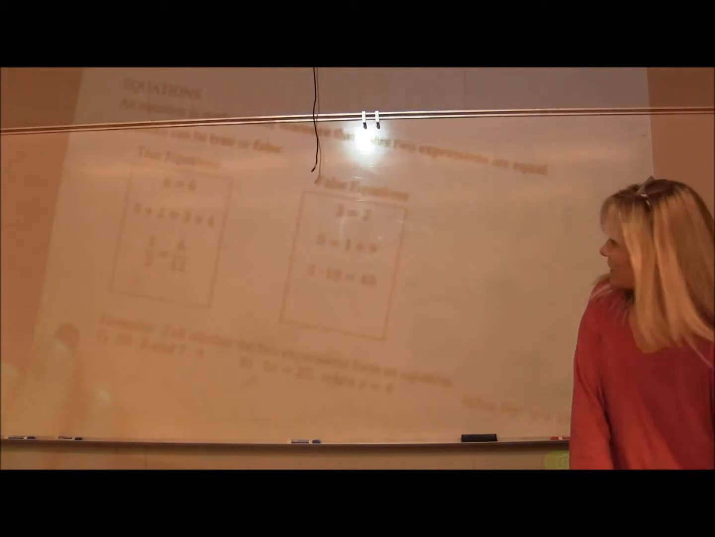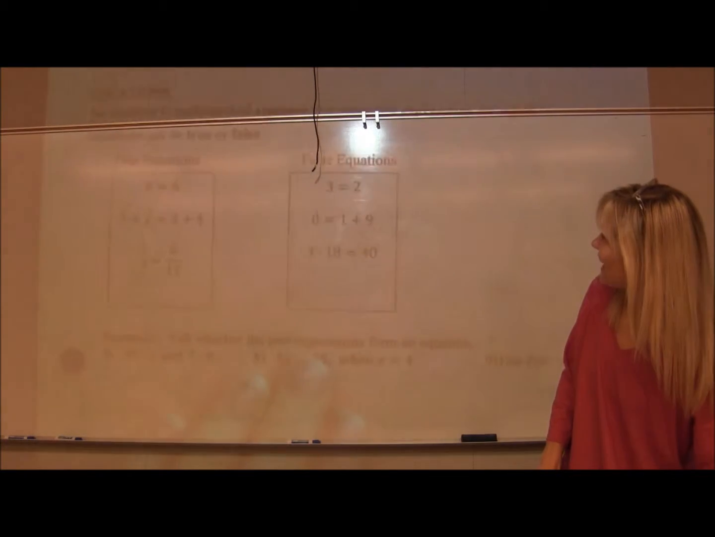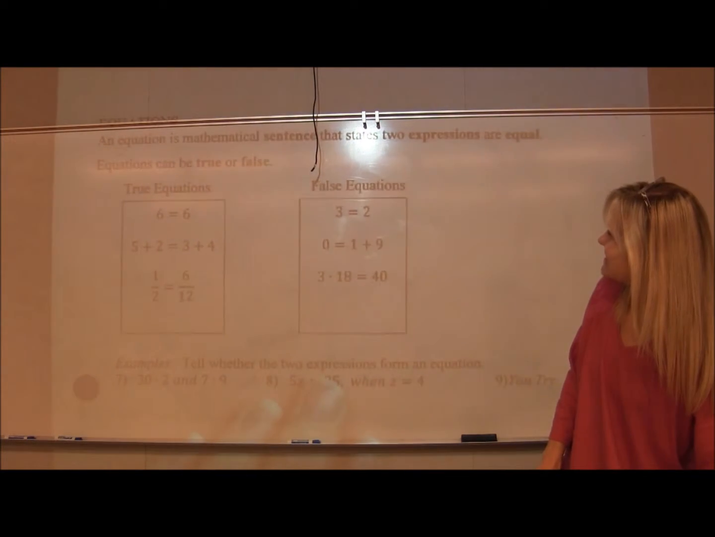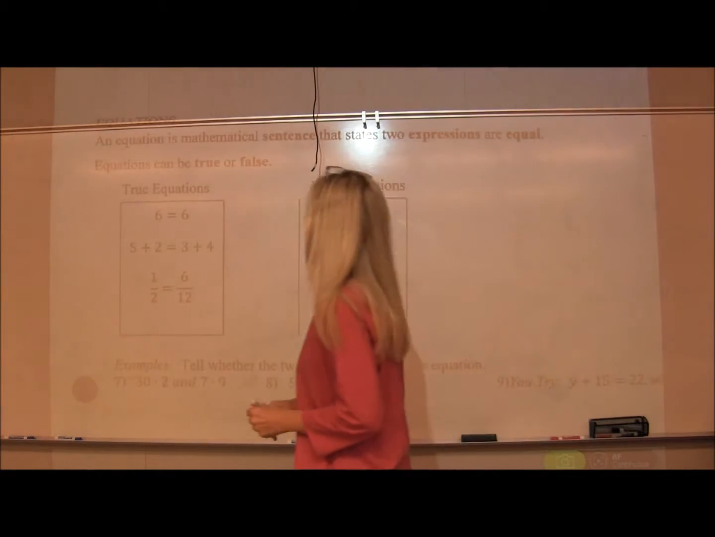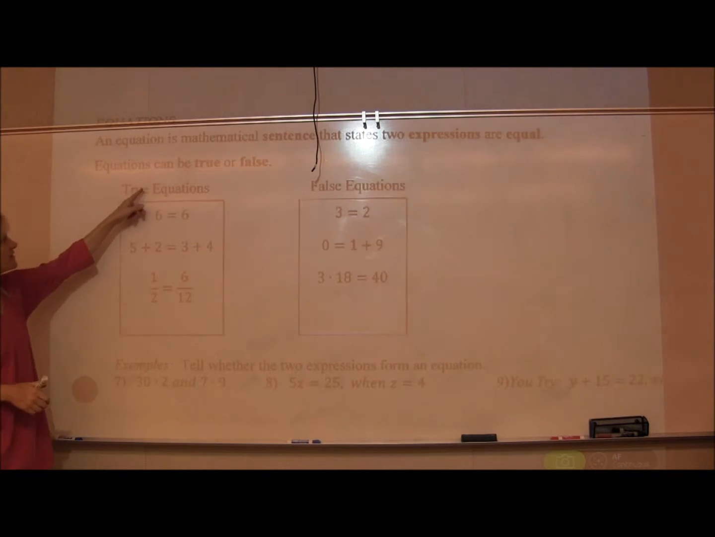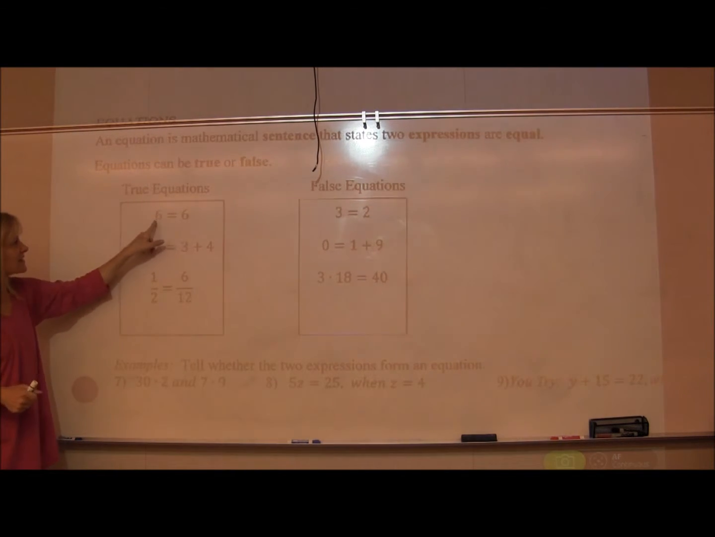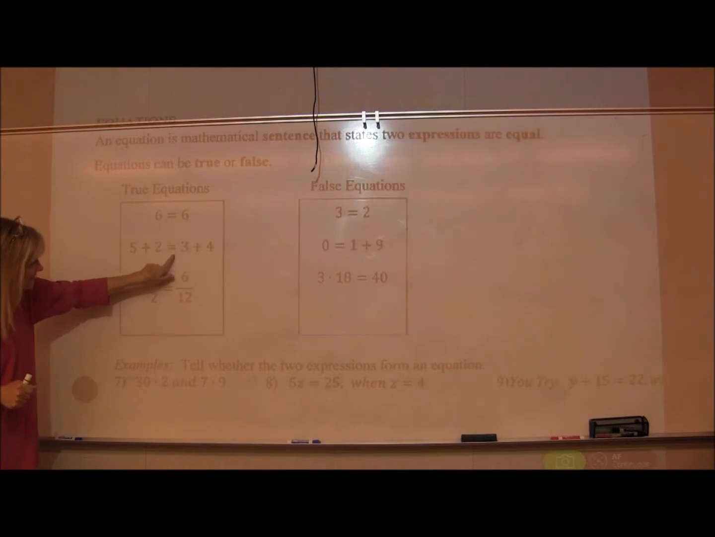Well, we're going to start looking at equations. And an equation is just a mathematical sentence that sets two expressions equal to each other. An equation has an equal sign. And it can be true or false. An equation that's true sets two expressions that are equal to one another. So it says 6 equals 6. It's a sentence. It says 7 equals 7.